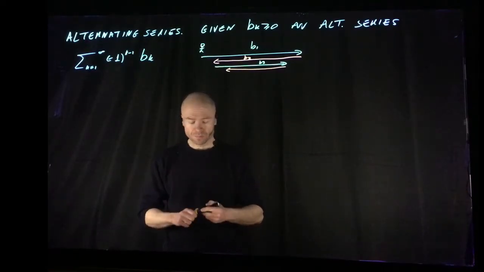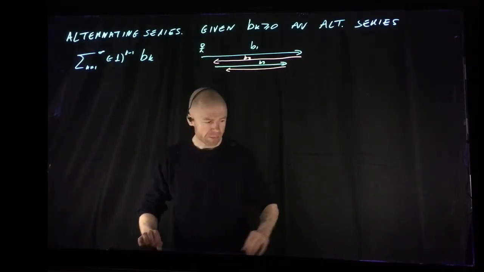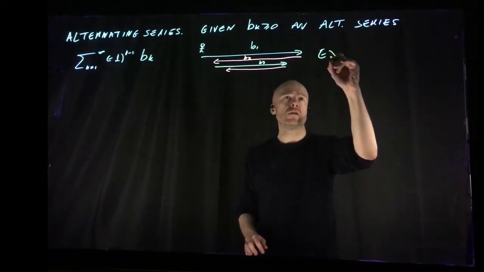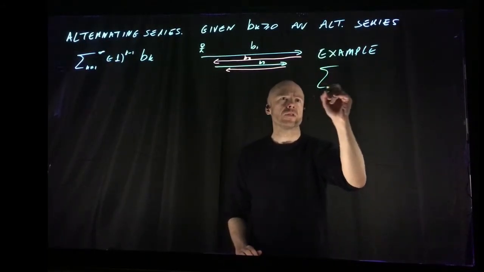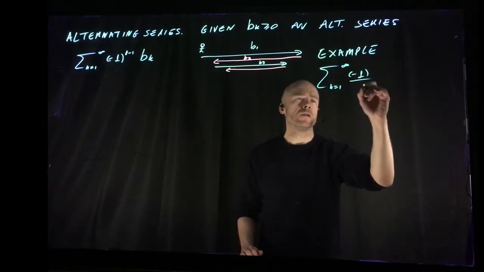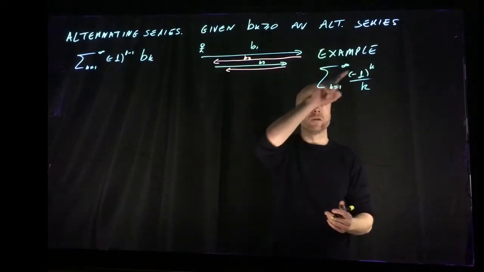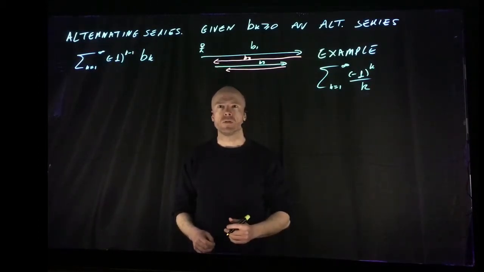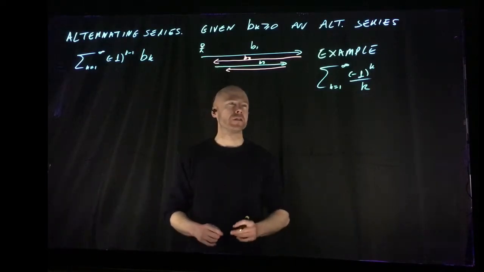All right, so let us perhaps just give an example of such a series. Example: the sum from k equals 1 to infinity of (-1)^k over k. This is an alternating series. Notice this time I start with k instead of k minus 1, but it makes no difference at all. Well, obviously it makes a difference to the answer, but it doesn't make a difference to the nature of an alternating series.